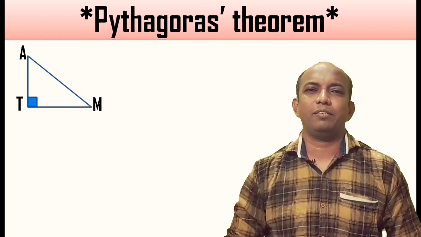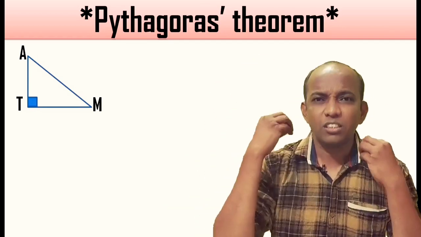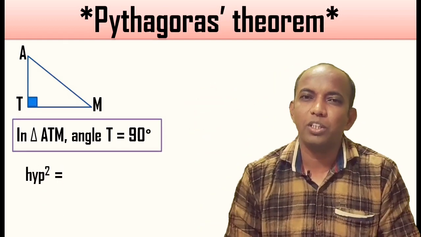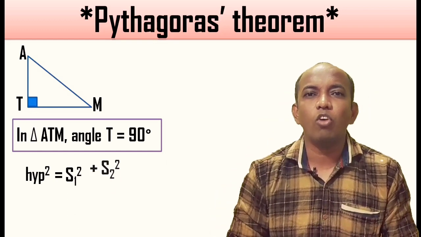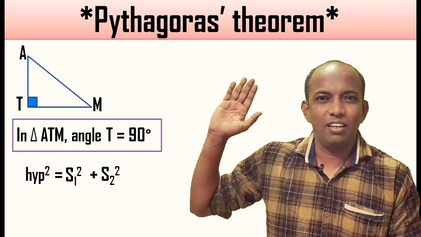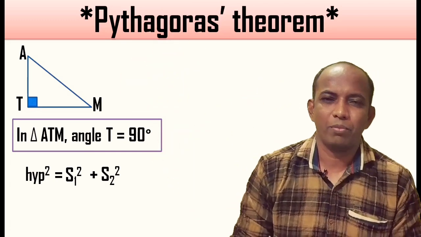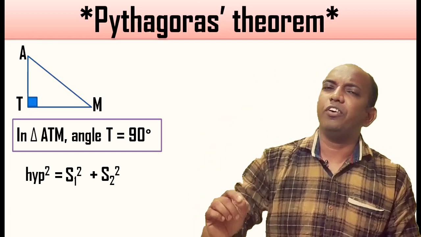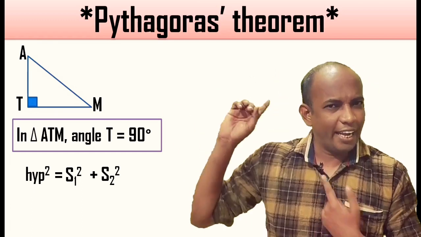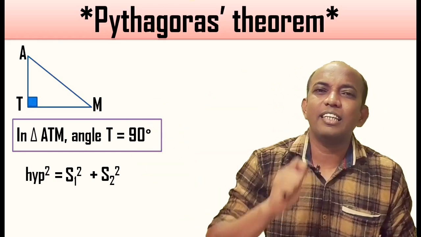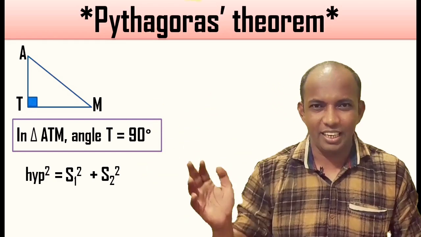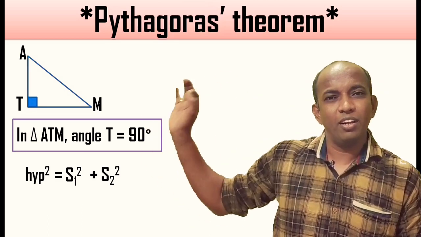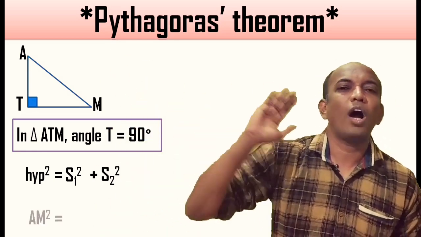And what Pythagoras said, hypotenuse square of the right angle triangle is always equal to the sum of squares of remaining two sides, that is S1 square plus S2 square. Considering this theorem, in the triangle ATM, we can say, very first, find the hypotenuse. Angle T is 90 degree, so remove that letter T from the name of the triangle, that is ATM. We are left with AM, and so AM will be the hypotenuse, so we will be writing AM square below hypotenuse square.